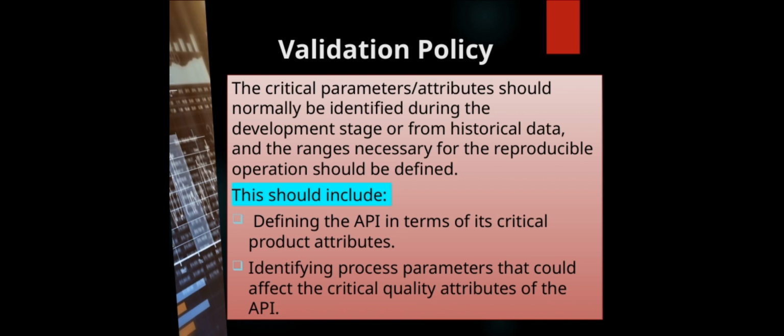Now, defining the API, or the active pharmaceutical ingredient, in terms of its critical product attributes is a key step. This ensures we're clear on what characteristics are vital for quality. Additionally, we need to identify process parameters that can influence those critical quality attributes. By doing this, we can better control and monitor the process to maintain product quality. Overall, this approach helps us build a robust validation framework, which is crucial for ensuring the safety and efficacy of our products throughout their life cycle.